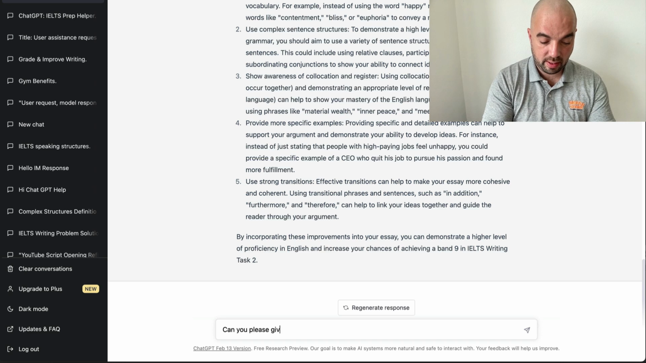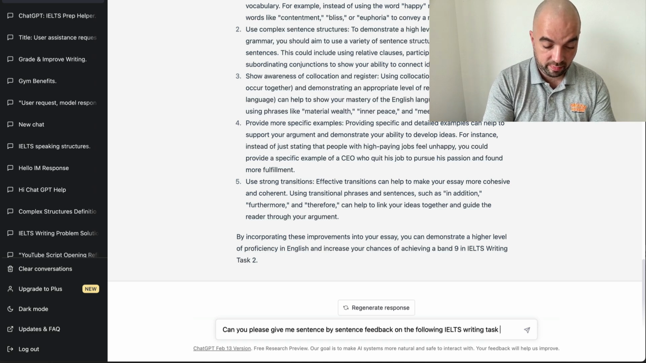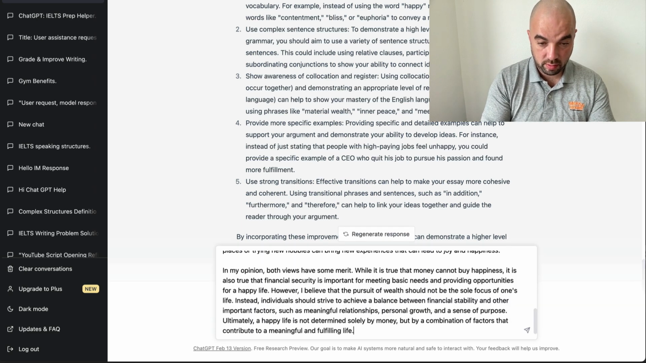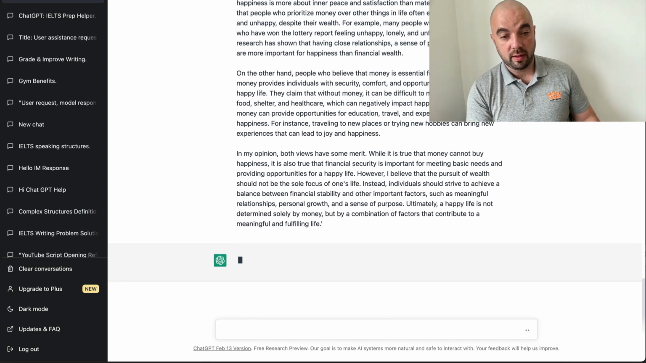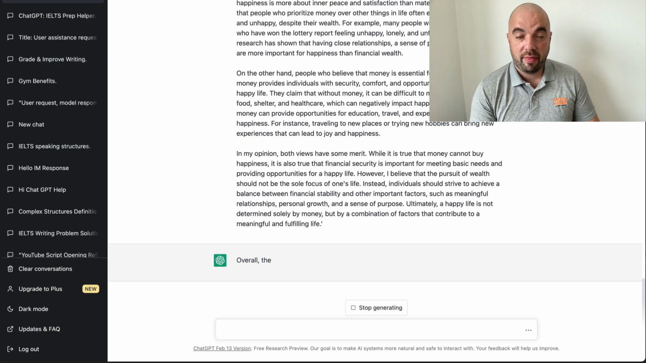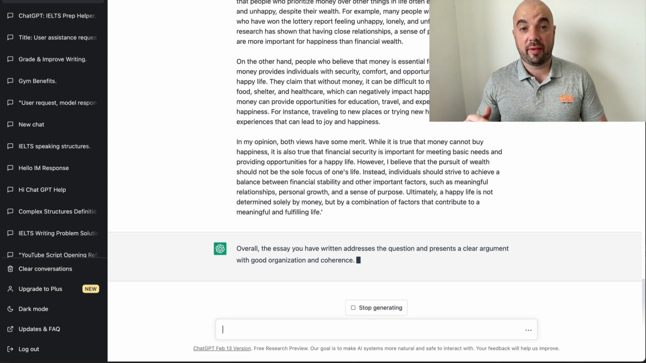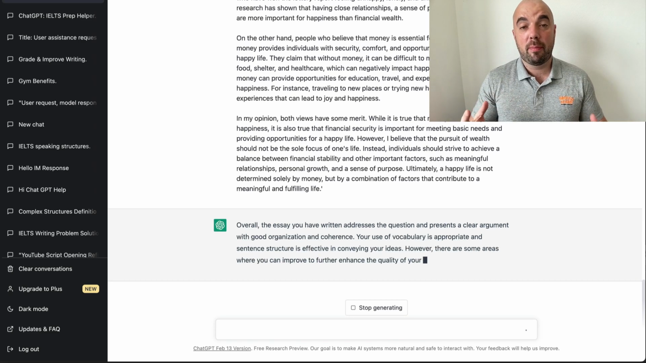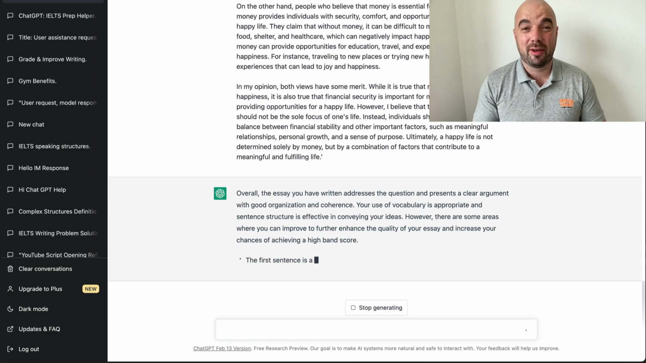please give me sentence by sentence feedback on the following IELTS writing task 2 response. Paste it in. And then ChatGPT will go through your essay, sentence by sentence, giving feedback on whether it's good or bad or how you can improve. Let's have a look at what it says.